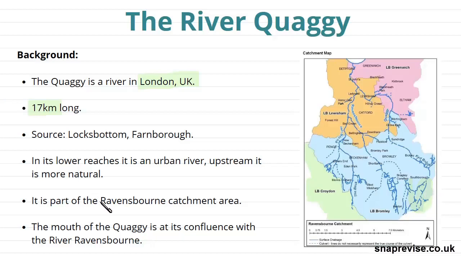So the River Quaggy is part of the Ravensbourne catchment area, and the mouth of the Quaggy, as I said before, is at its confluence with the River Ravensbourne. So that's where the Quaggy ends, where it joins the River Ravensbourne.